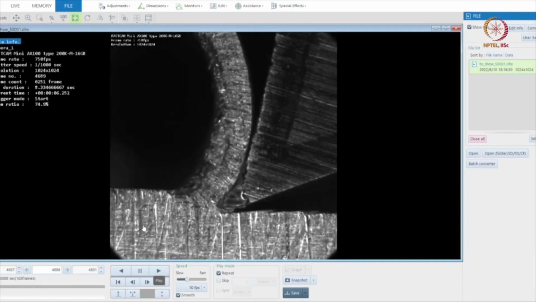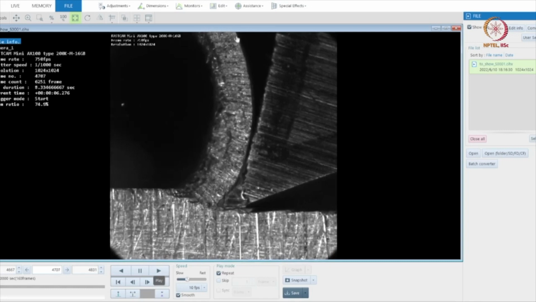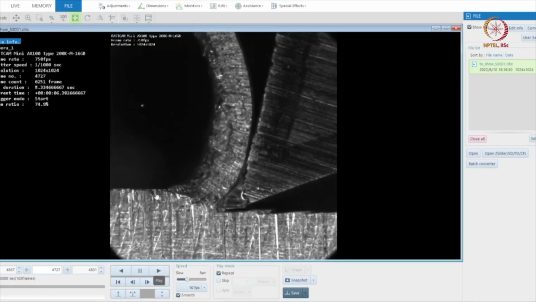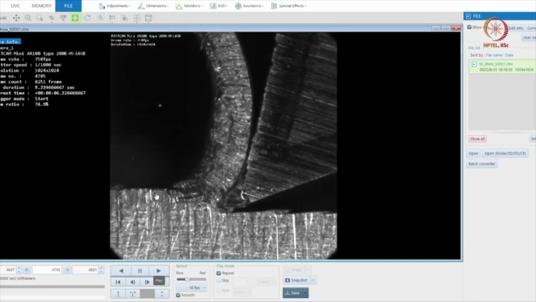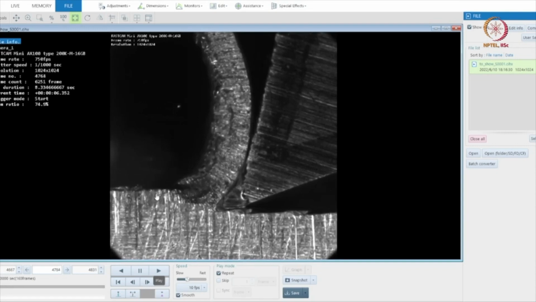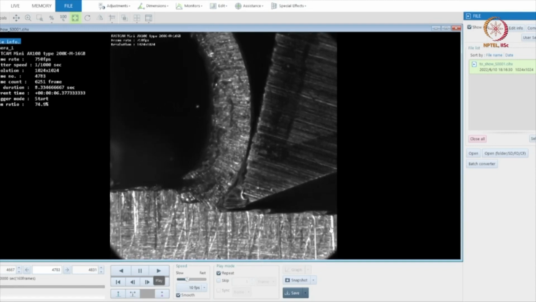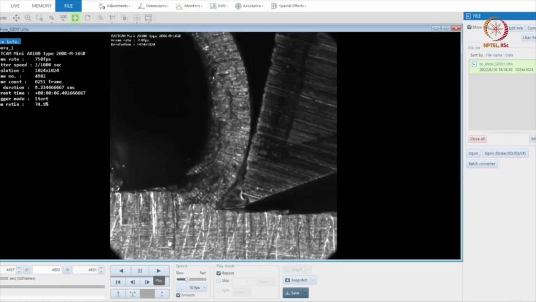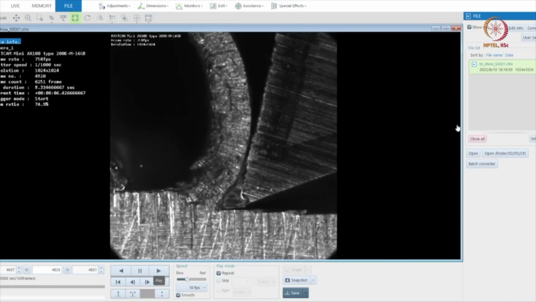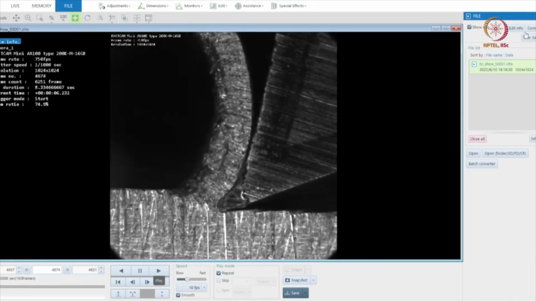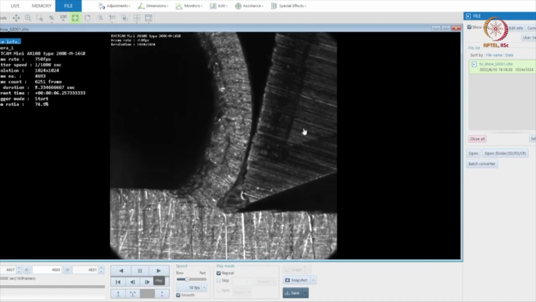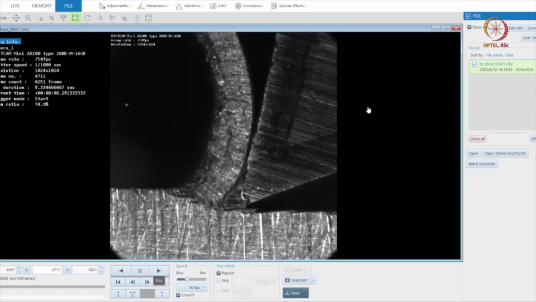Another important thing here is that we can observe that the whole surface as well as the chip is in proper illumination. We can see there are no bright spots anywhere on this deforming workpiece and chip. So here the velocity of the workpiece is approximately 500 mm per minute.